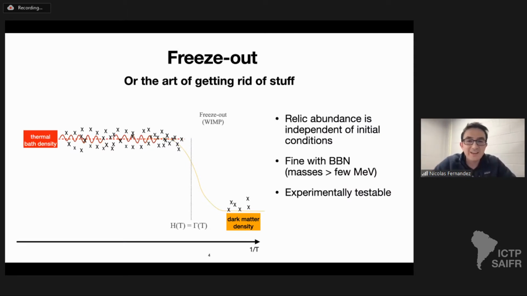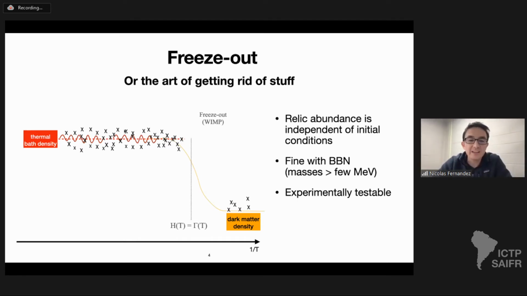So usually people explain what the freeze out is, and it's really hard to have a new way to present things. So this is my way of trying to present it. The freeze out mechanism, you can think of as the art of getting rid of stuff. Let's say in the WIMP scenario, you have dark matter that is in thermal equilibrium with the standard model. And I'm representing this with, oh, you have a lot of dark matter. And you need to get rid of that dark matter, otherwise you will overclose the universe.